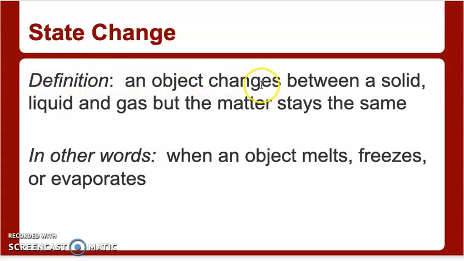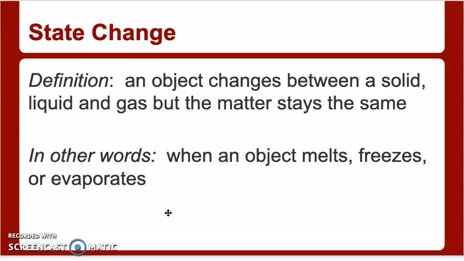Definition. An object changes between a solid, liquid, and gas, but the matter stays the same. In other words, when an object melts, freezes, or evaporates. Press pause to write this in your vocab sheet. Press play to begin again.